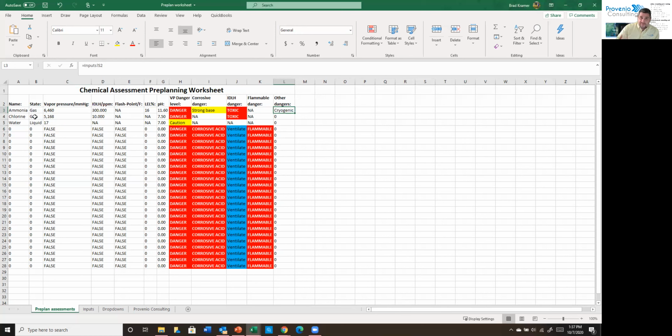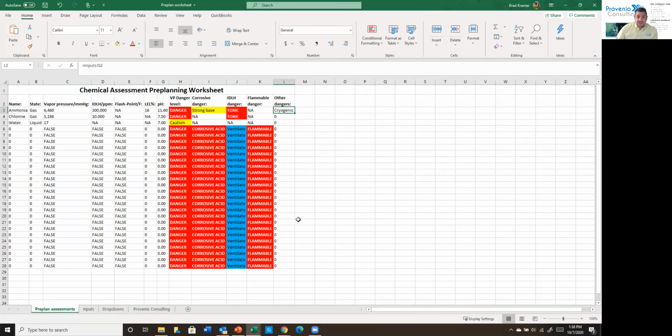So if we had a bunch of different chemicals, we had them just listed on this sheet for easy access, so we can pull this up at a moment's notice. And we're not trying to go through a bunch of SDSs and trying to convert things, figure out what's millimeters of mercury and what's ATM and stuff like that.